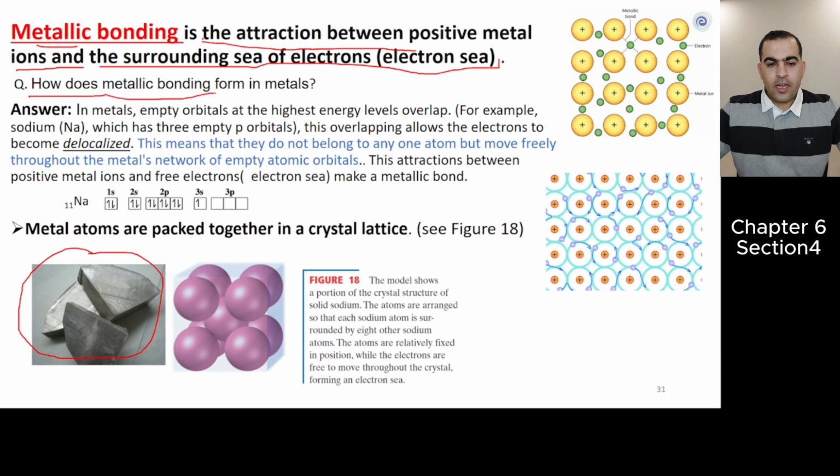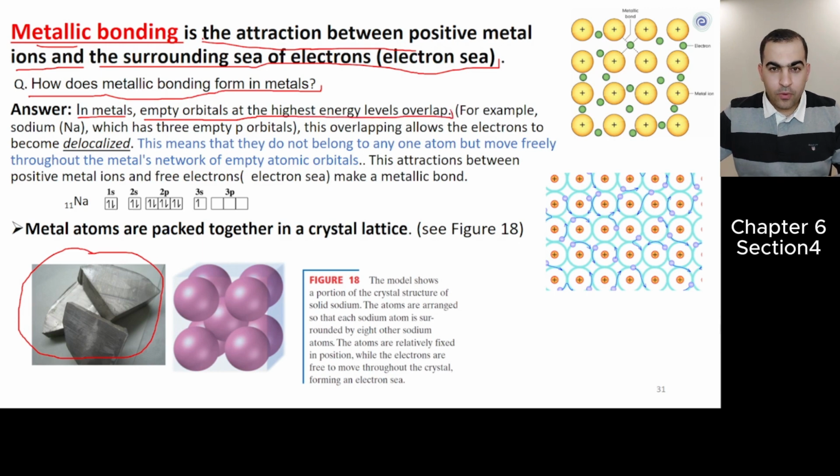How does metallic bonding form in metals? How does this happen? In metals, guys, empty orbitals at the highest energy levels overlap. What does it mean? Guys, metal atoms have empty orbitals in their last shell. So in their last shell, there are empty, like, rooms. They do not contain any electrons.